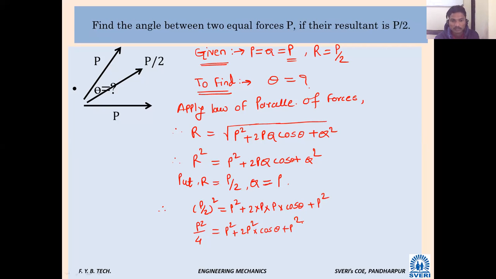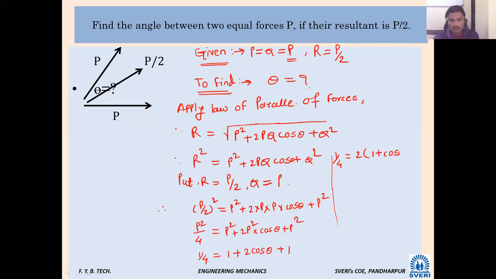Is it getting cancelled? Each and every term of P square is there. Yes, sir. So we can write here something like this: 1 by 4 equals 1 plus 2 cos theta plus 1. Okay, so 1 plus 1, 2. Again, it will take common. So what will that be? Just check. 1 by 4 equals, so 1 plus 1, 2, 2 times (1 plus cos theta).